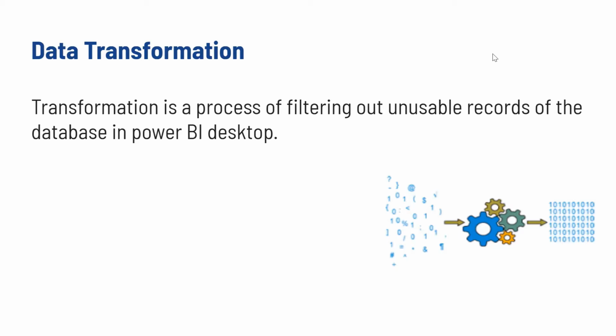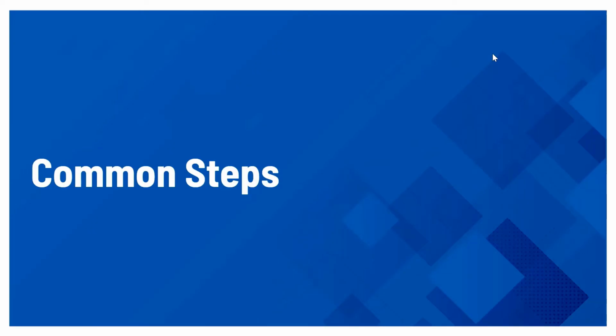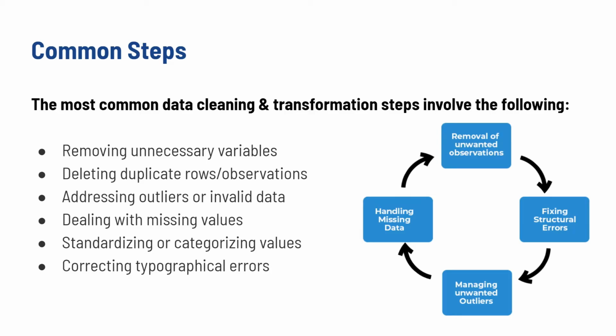Data transformation: data which is not useful to make a report and analysis should be cleaned from our database. Let's see the common steps for data cleaning and transformation. These tasks will be very dependent on the dataset that you're working with. In most cases, data cleaning involves removing unnecessary variables, deleting duplicate rows or observations, addressing outliers or invalid data, dealing with missing values, standardizing or categorizing values, and lastly, correcting typographical errors.